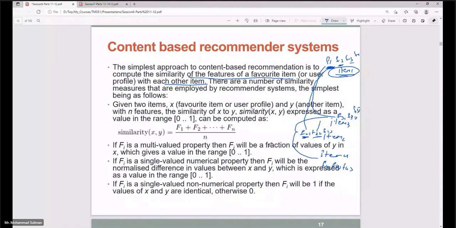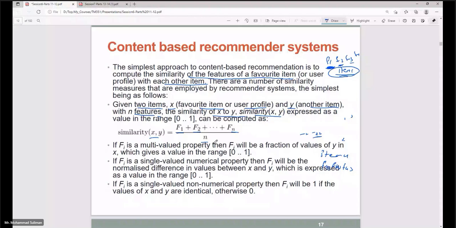For example, given 2 items, X is a favorite item or user profile, and Y is another item with n features. The similarity of X and Y can be expressed as the sum of the similarities of F1, F2, up to Fn between X and Y, divided by n. So between 2 products the value is in a range from 0 to 1, such as 0.1, 0.2, or 0.3.